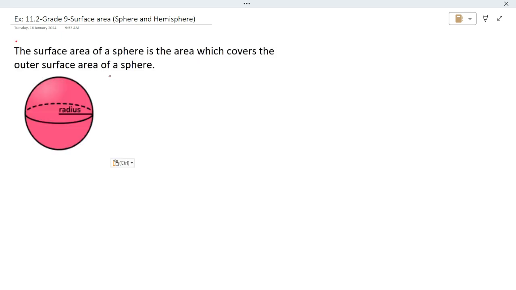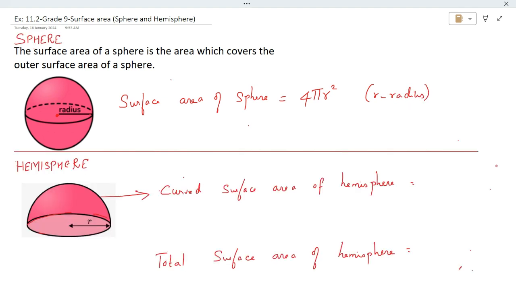Surface area of a sphere is nothing but the area which completely covers the outer surface of a sphere. So you can see from the center to the point on the sphere we call it as radius, isn't it? So the formula of surface area of a sphere is 4 pi r square, where r is nothing but the radius.